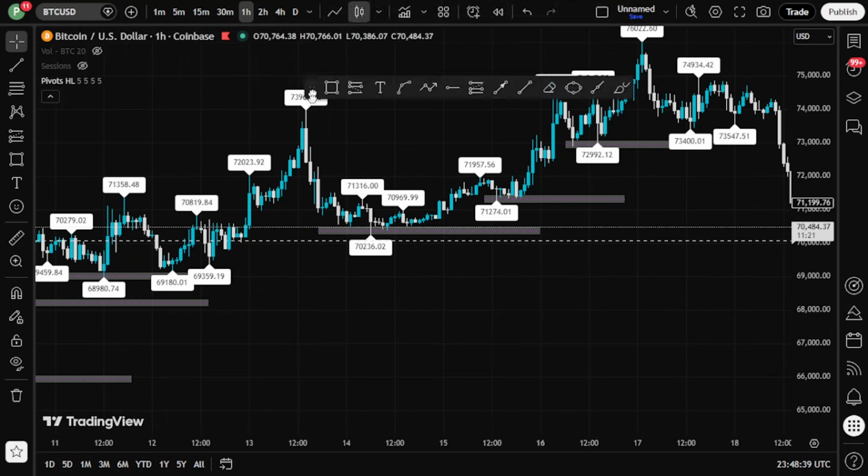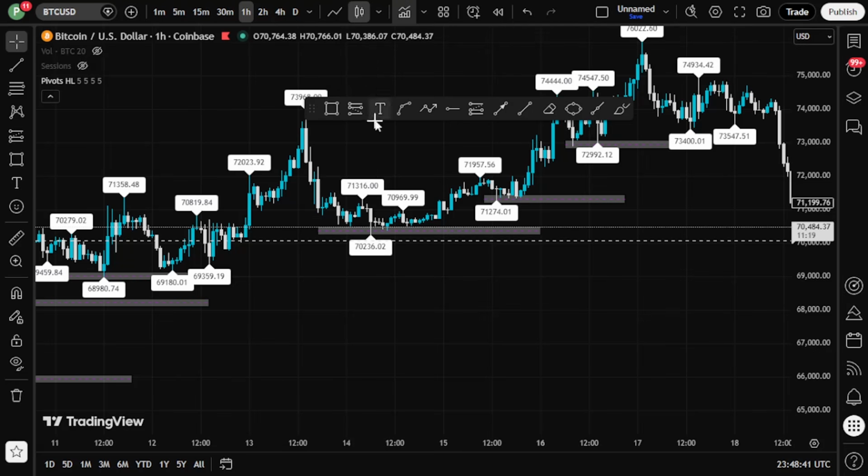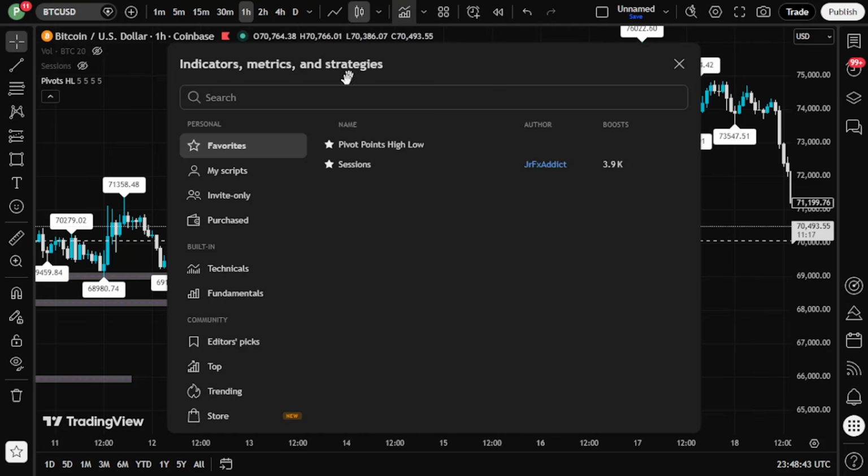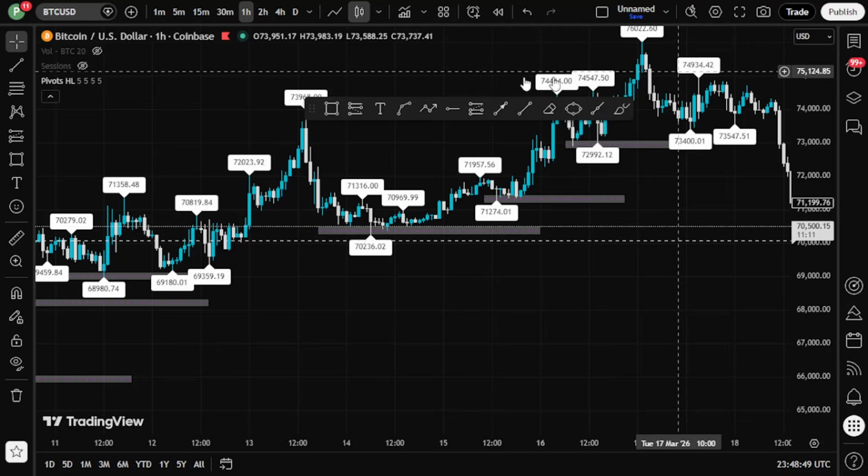So you can check it out. It's called pivot point high low. You can just come to the indicator side and search for pivot point high low. You can literally search for this and you're going to see it.